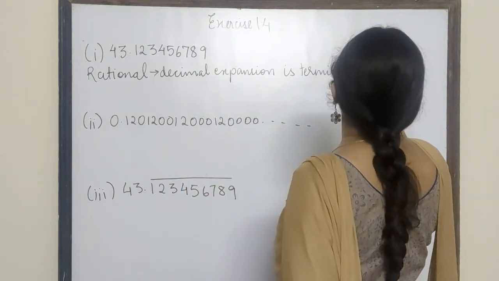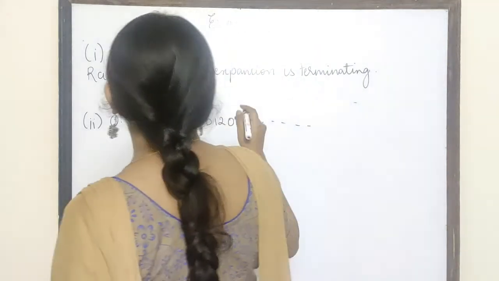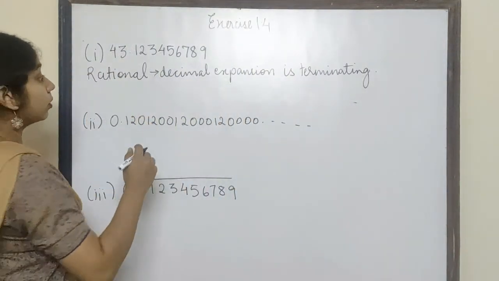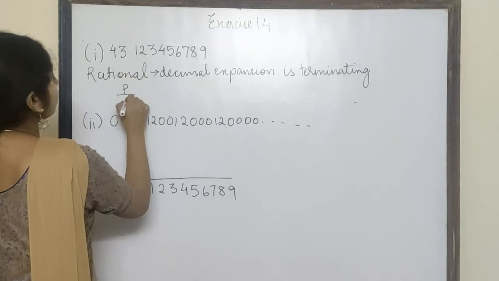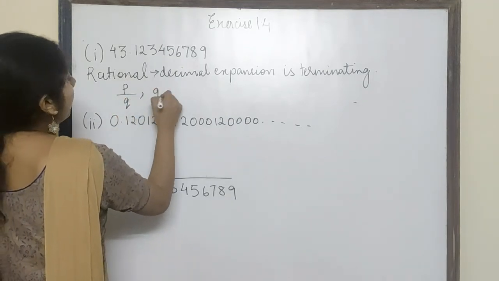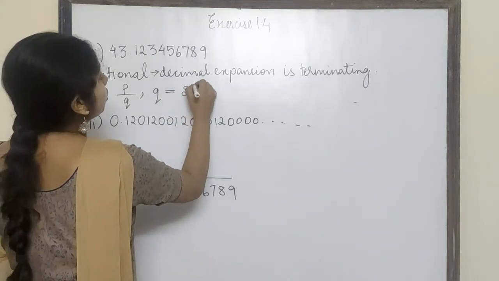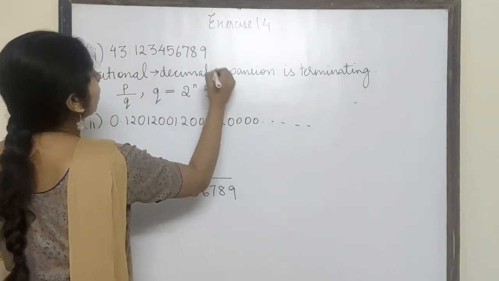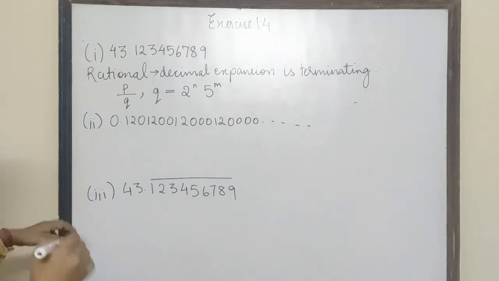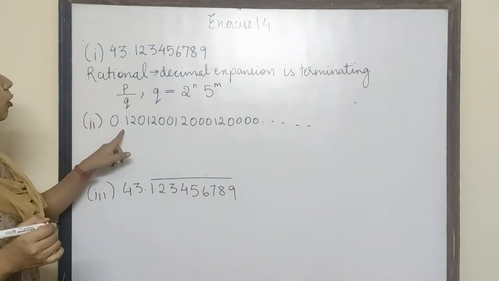And we have already learnt in the theorem that when the decimal expansion is terminating, p upon q, where q is not equal to 0, q will be in the form of 2 to the power n, 5 to the power n. Is that clear? Next we move on to the second one.